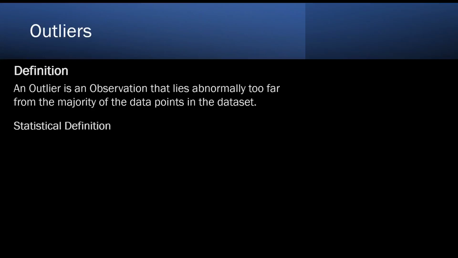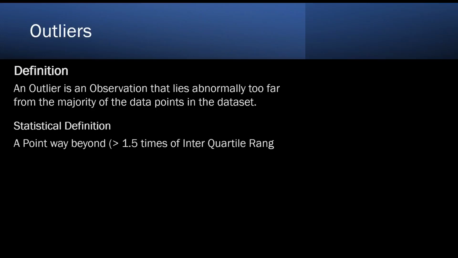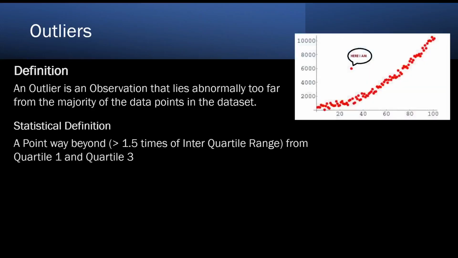But in a more statistical or more technical definition, it is a point way beyond quartile 1 and quartile 3. When we say way beyond, it is more than 1.5 times the interquartile range from quartile 1 and quartile 3. Too much of technical details. Let's get back to each one of these terms in the next slide. But to understand more pictorially, you can watch this.